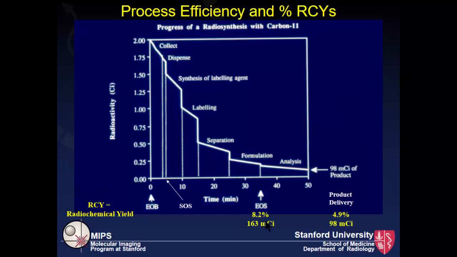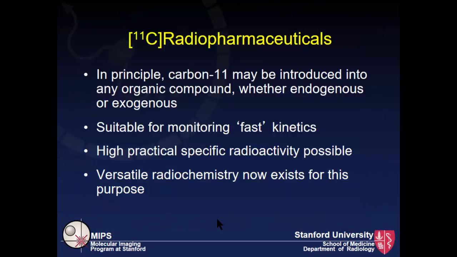However, in the synthesis, if you decay correct to end of synthesis, you see that the yield actually bumps up to 8.2%. And then at start of synthesis, 23%, and then almost 27% if you decay correct to end of bombardment. So when you look at literature, when you're talking about radiochemical yields, you just have to be careful about what time point they are talking about when they calculated this number.